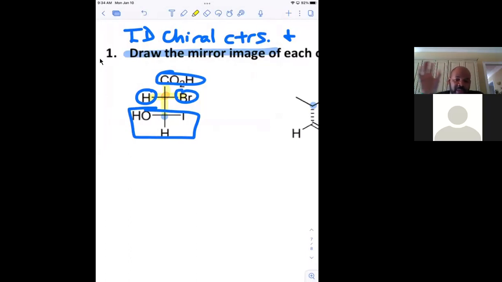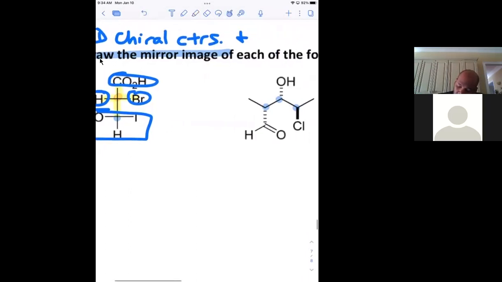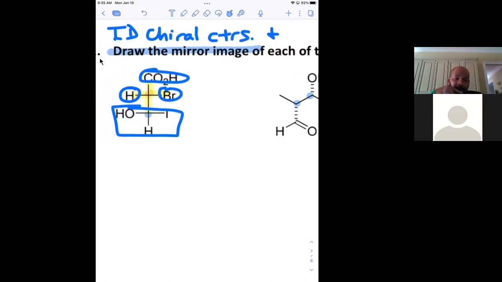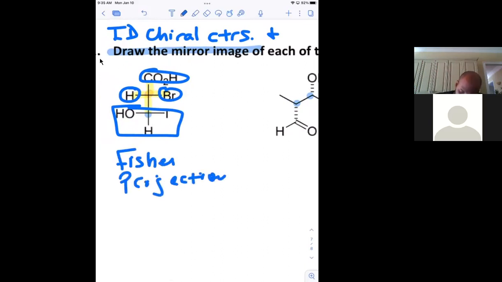Sometimes the stereochemistry will be defined, like in this example over here, where you have the dashes and the wedges. You know those are stereocenters because they're defined as going back into the page or coming out of the page. But right here, we don't have a definition of how that is oriented. We'll talk about that shortly, because this is an example of a Fischer projection.